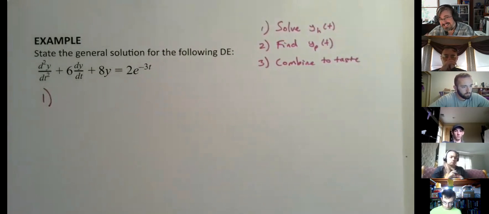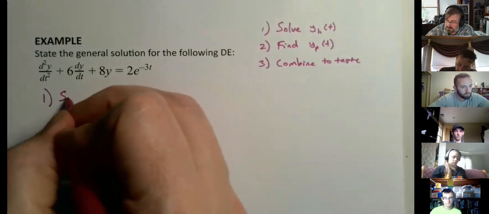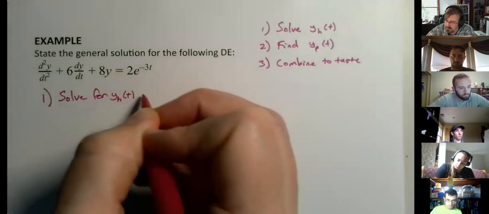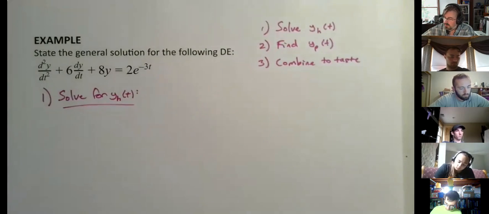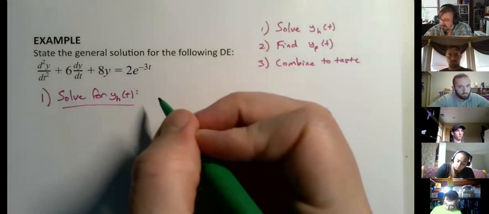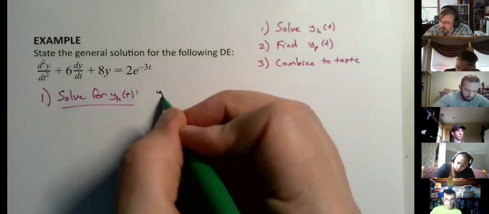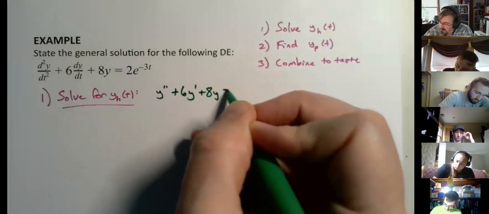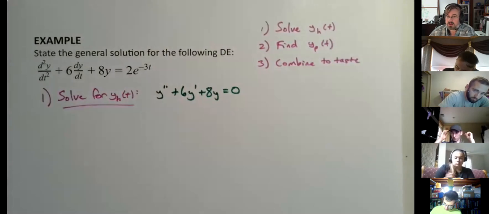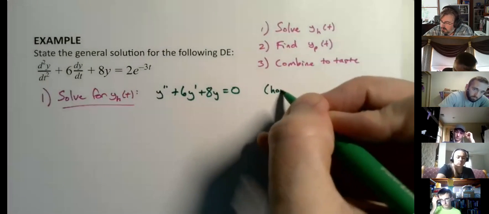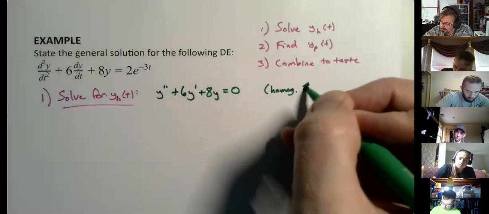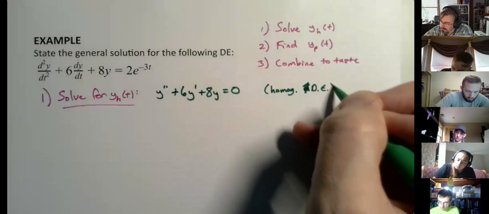Step 1, this is the chapter 3 stuff that we know how to do, because we're going to solve for y sub h of t. And in order to do that, we need to solve this equation. In this case, I'm just going to write it as y double prime plus 6y prime plus 8y equals 0. That's what makes it the homogeneous differential equation.